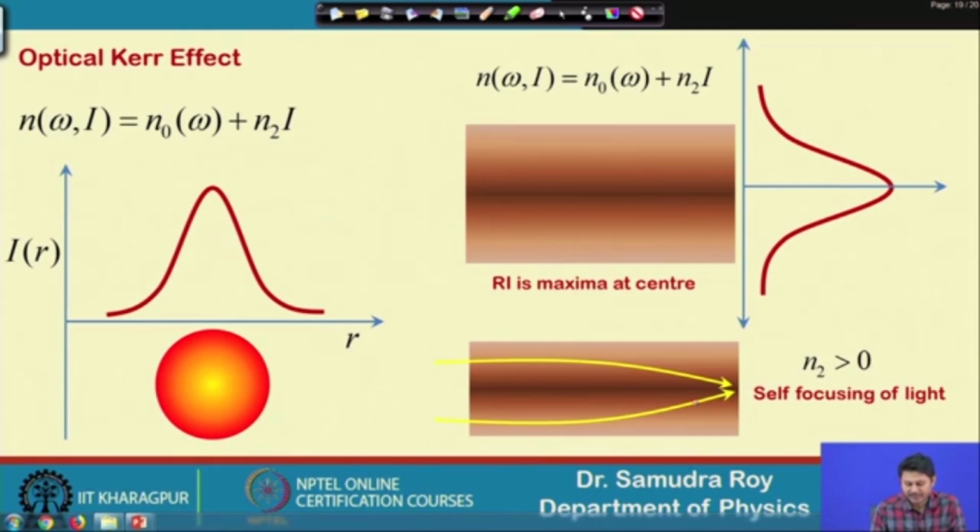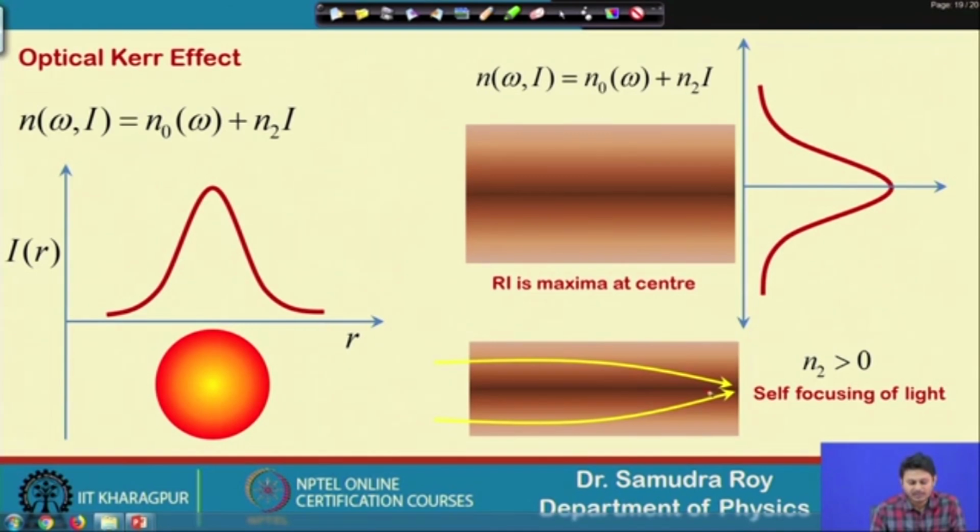Because of the positive refractive index, this kind of phenomenon will happen, and we call this phenomenon self focusing of light. The refractive index is maximum here and gradually reducing, so light is going to bend and some sort of lensing effect will be there. So light will converge to a point. This is called self focusing.